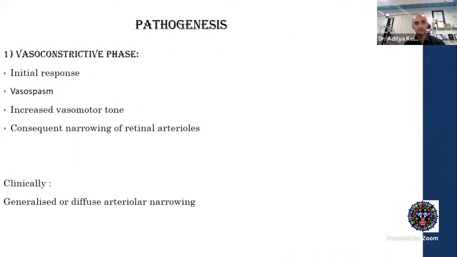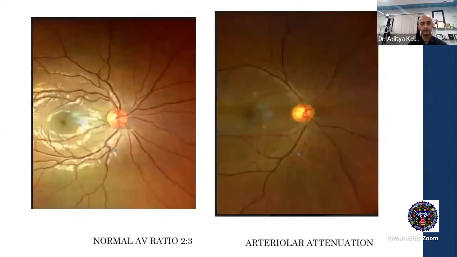Coming to pathogenesis, there are different phases. First phase is the vasoconstrictive phase. It's the initial response of vasospasm due to increased blood pressure. It is due to increased vasomotor tone, leads to consequent narrowing of the arterioles, and clinically you can see it as a generalized or a diffuse arteriolar narrowing.